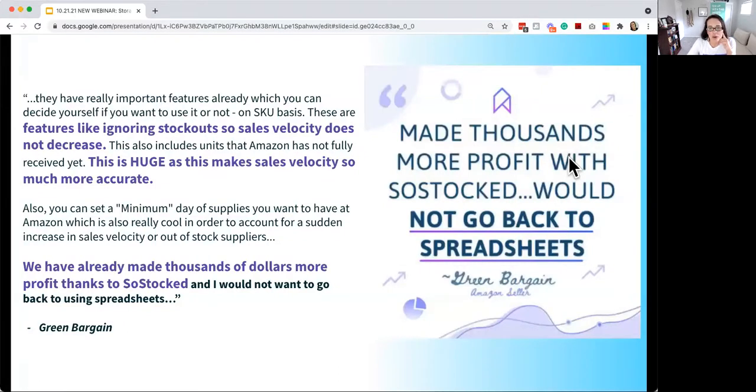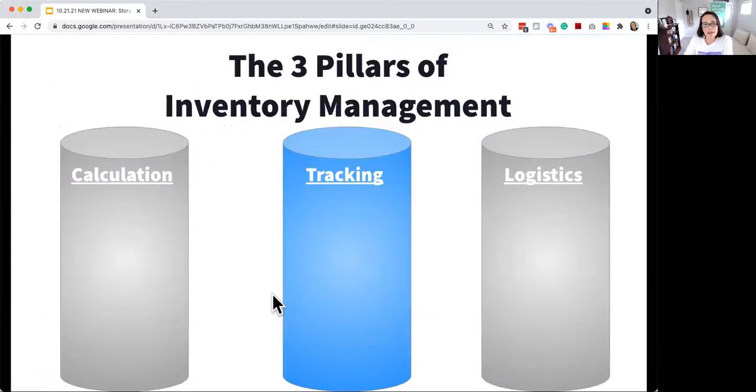All right, and this is just a win from one of the people that started applying these sales velocity systems into his practice. Says he features like ignoring stock out so sales velocity does not decrease. This is huge as it makes sales velocity so much more accurate. I've already made thousands of dollars more in profit thanks to SoStock. So these things work. These are some of these aha moments that people realize that their stockouts aren't being calculated properly. And once they start calculating them properly, they can really laser in on the correct order size.